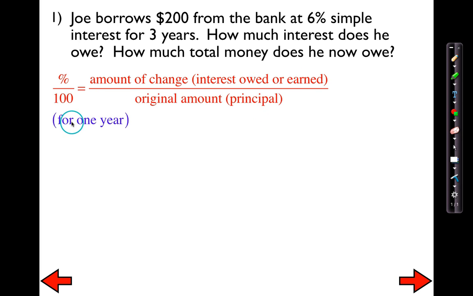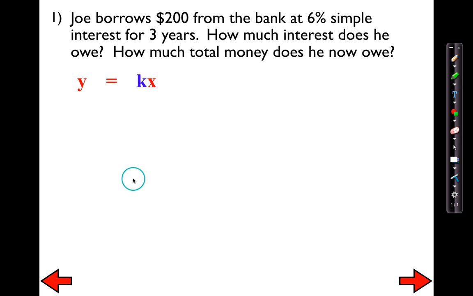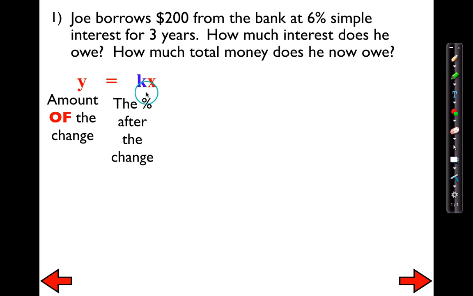Now, this is specifically going to work for 1 year. So our percent is 6%, so I'm going to go ahead and put 6 over 100. Now, we don't know the interest yet. That's what we're calculating, but we do know the original amount, aka the principal, so we're going to go ahead and write it over 200. So this is how you would set it up if you were using a proportion. Now, my focus is mainly on using the equation y equals kx, where y is the amount of change, k, of course, is the percent after the change, and x is your original amount.